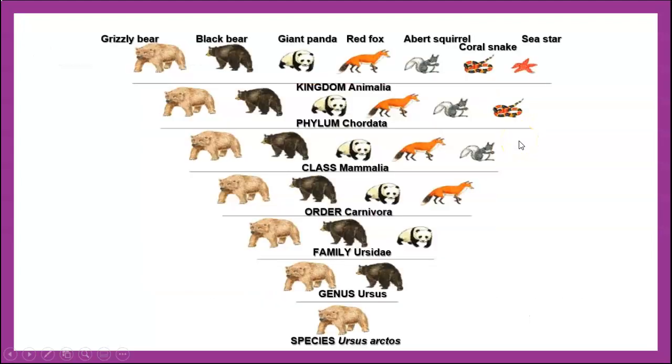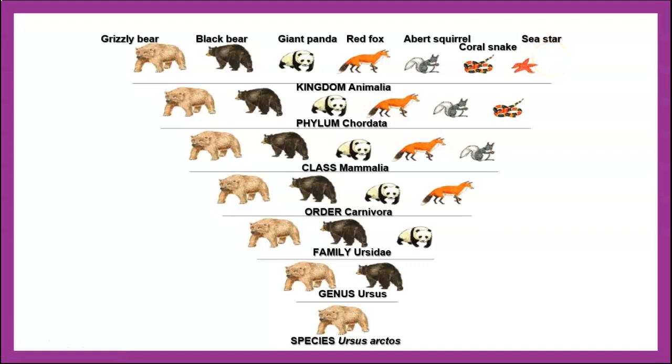So here's an example of Linnaeus's classification scheme. Okay, it goes from very large groups called kingdoms to very small groups called species. Okay, and so we're going to look at these different kinds of animals here and look at how we can divide them out or classify them according to their scientific taxonomic categories. All right, the kingdom that we're looking at here is kingdom Animalia. That means all the members of this kingdom are animals. And so we have here grizzly bear, black bear, panda, red fox, a bear, squirrel, coral snake, and sea star, all of which are animals.